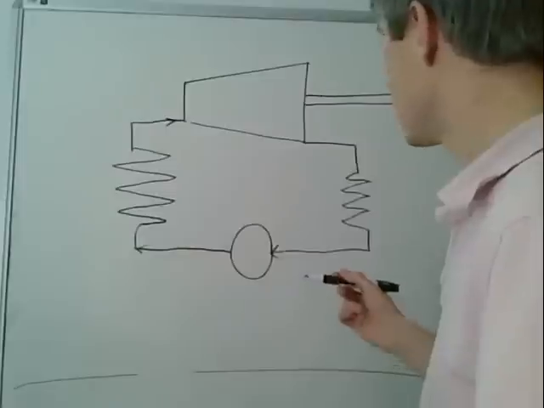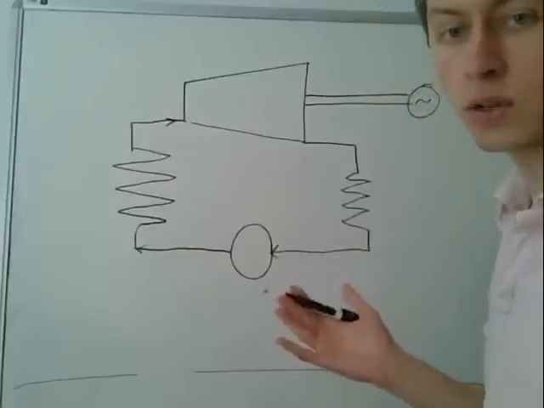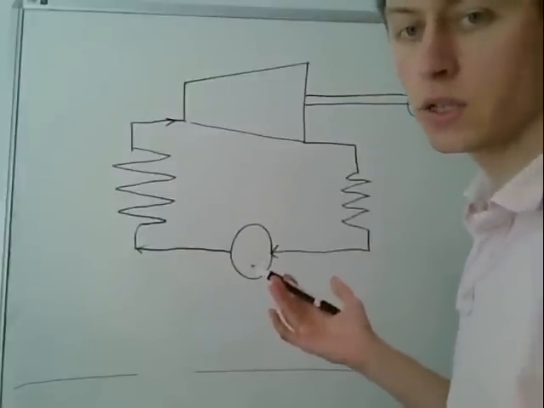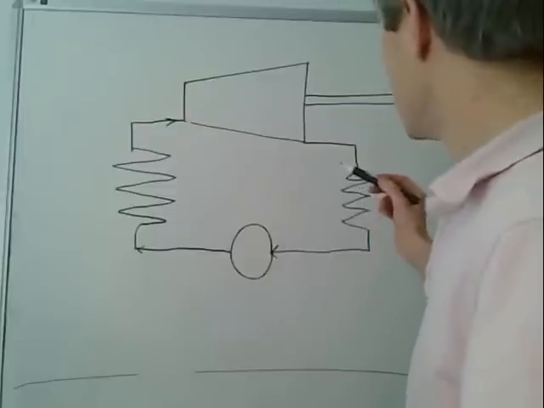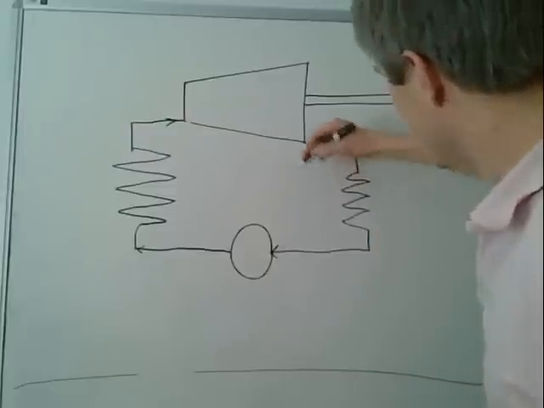So that's the cycle. So it's a closed cycle, so we can define a closed system here. Let's just label this. So this is the turbine.